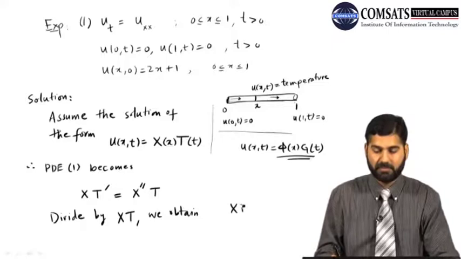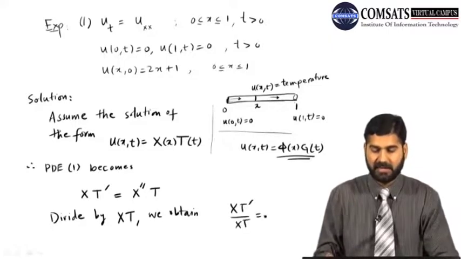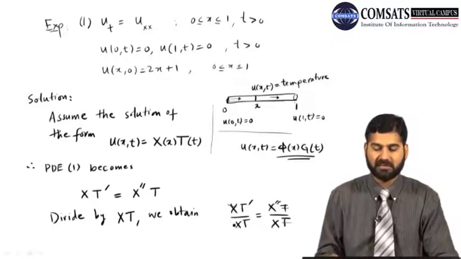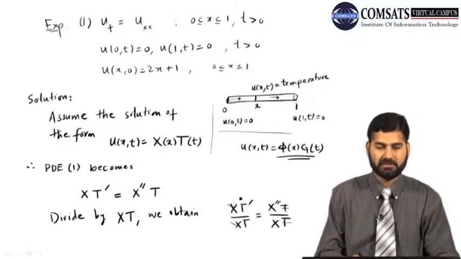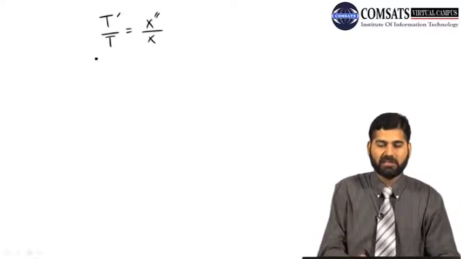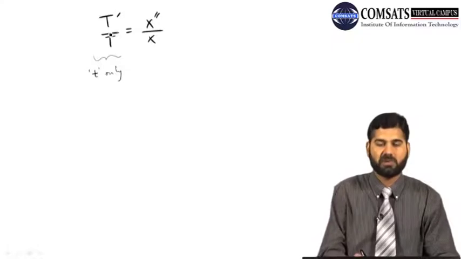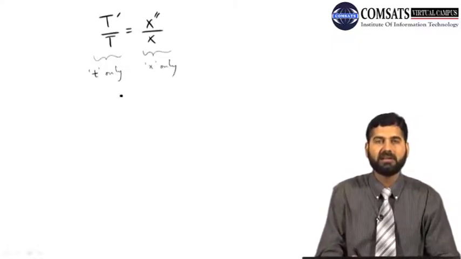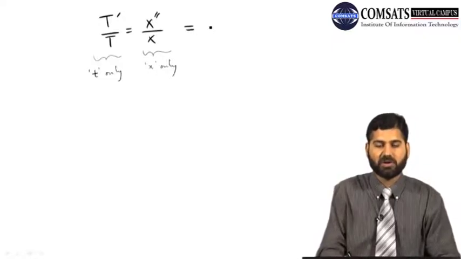X T prime over X T and X double prime T over X T. See here, X is gone, and here T is gone. So you get T prime by T and X double prime by X. Now you see on the left-hand side we have small t only. These are both functions of small t, and these are both functions of small x. So that's why they should be equal to a constant.